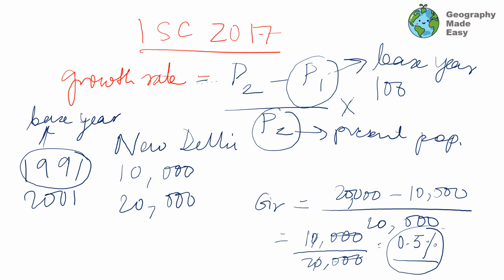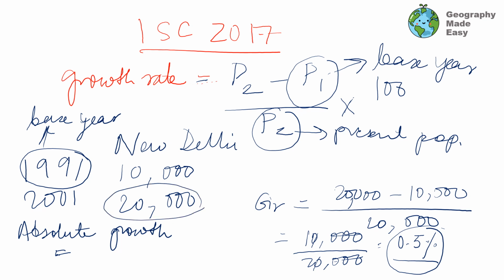Another question that has been asked along with the growth rate is the absolute growth. Absolute growth is the total number of persons which get added to the population, and this can be very simply done. So absolute growth in the case of New Delhi will be the present year P2 minus the base year, so 20,000 minus 10,000. So 10,000 is my absolute growth.